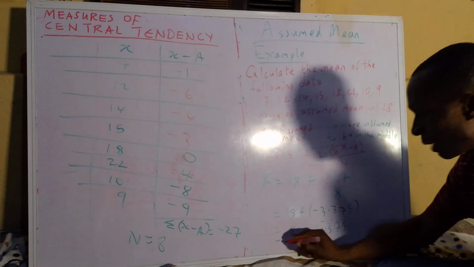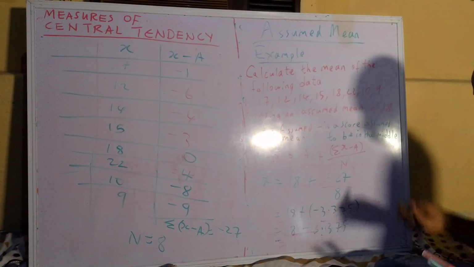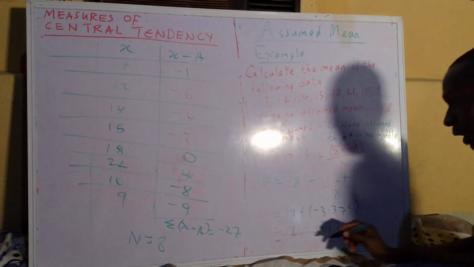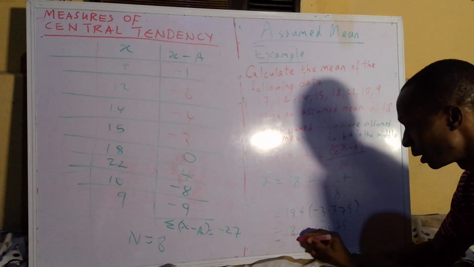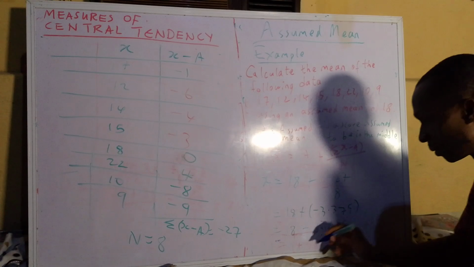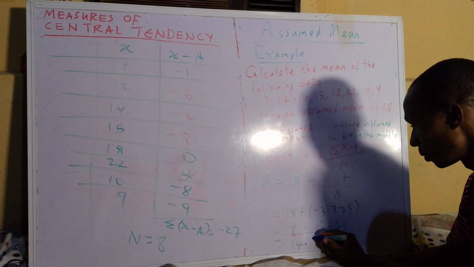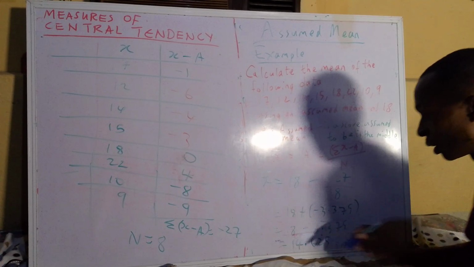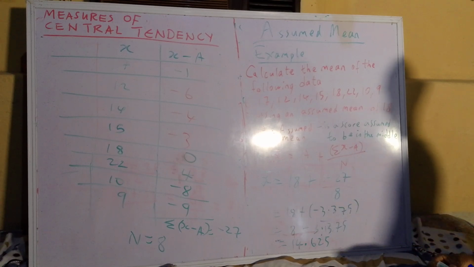So lastly, it will now give you what? Is equals to what? Is equals to what will be the answer? Is equals to 18 minus 3.75 gives you, oh my god, our markers are all dead. 14 point, 14 point what? 625. That's what it's equal to. So it's equal to 14.625. If you do this, you have gotten the assumed mean.